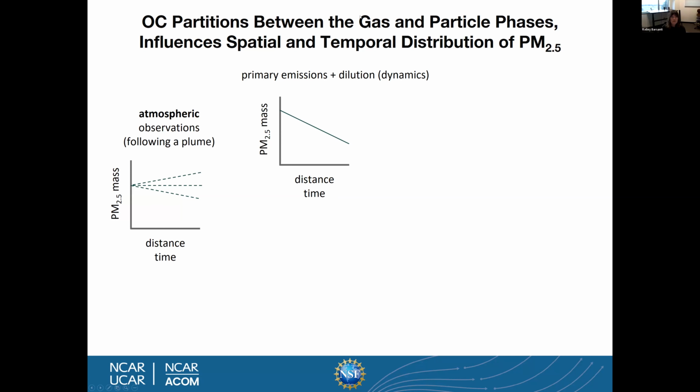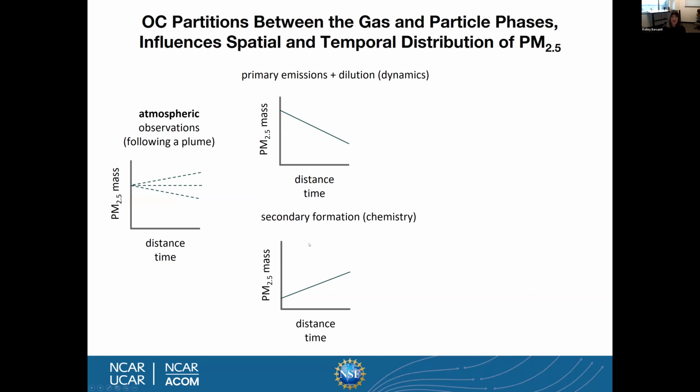If we think about just the emissions, so if we have just primary emissions, we would have dilution, and that is followed by subsequent evaporation. And that really leads to a decrease in PM 2.5 mass in time. The other thing that can do this is, of course, heating. I didn't talk about this, but if the plume is heated, we can get evaporative emissions as well.